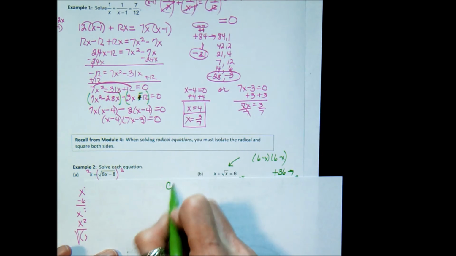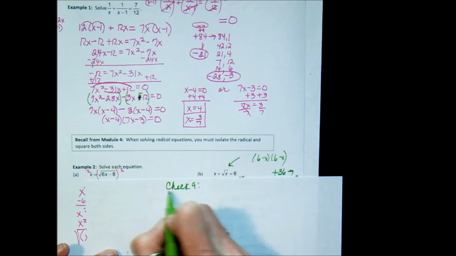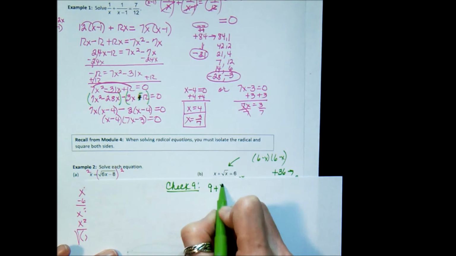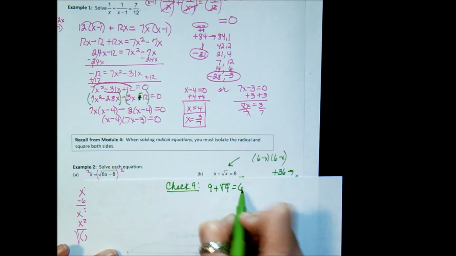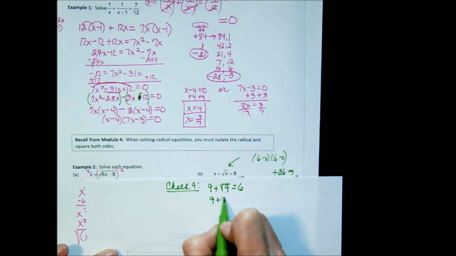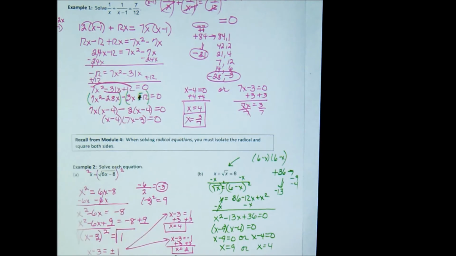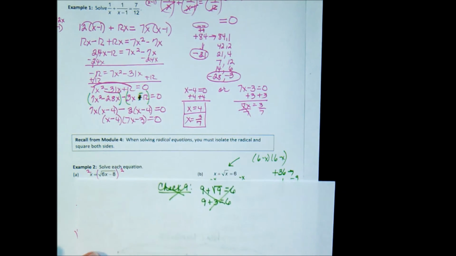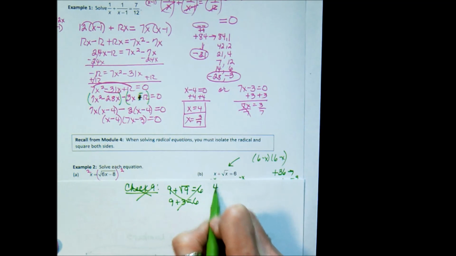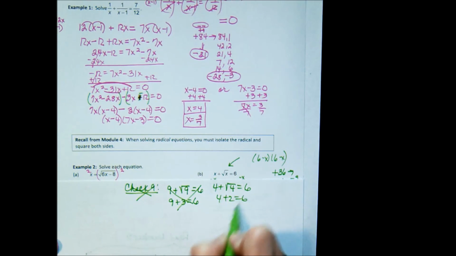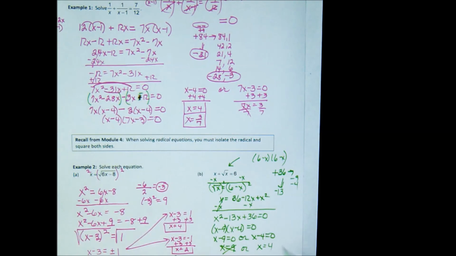So let's check 9 in that equation. Does 9 plus square root of 9 equal 6? Well, you can already see that that is not going to work. So 9 doesn't work. I'm going to go back and discard 9, which means the 4 has to work, but let's verify that. Does 4 plus square root of 4 equal 6? Does 4 plus 2 equal 6? Yes, it does. So I know that one of the answers worked and one of them did not.